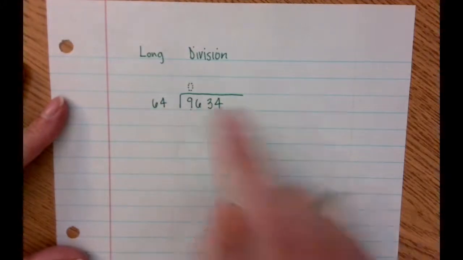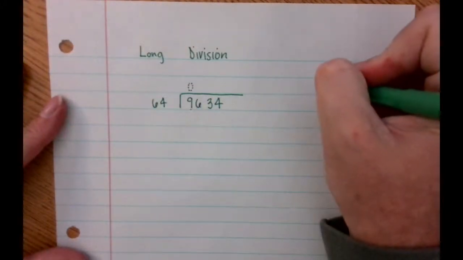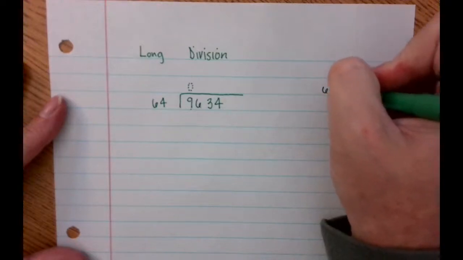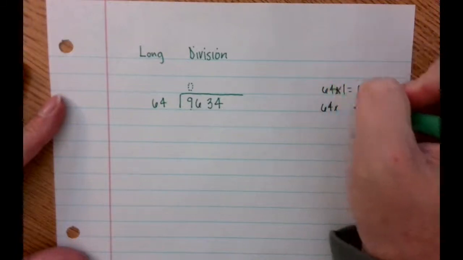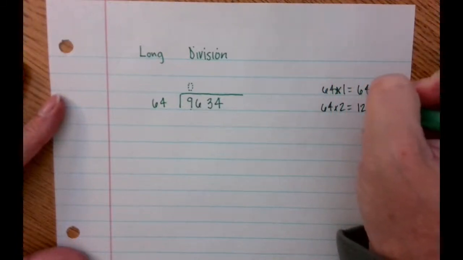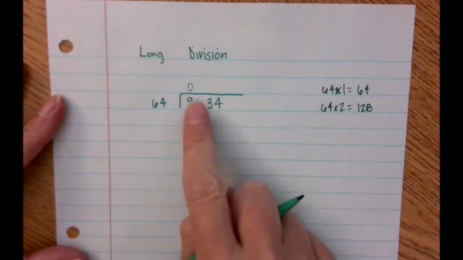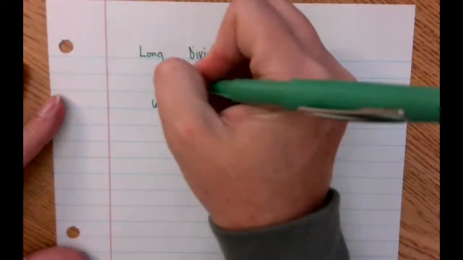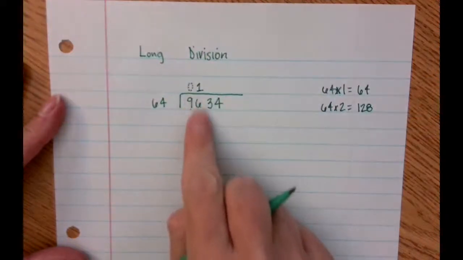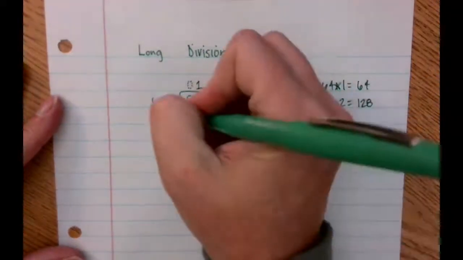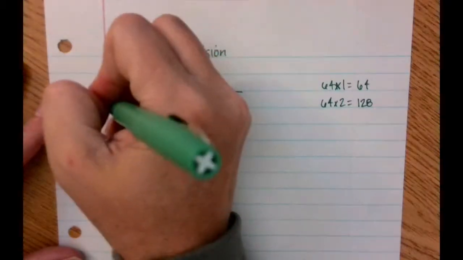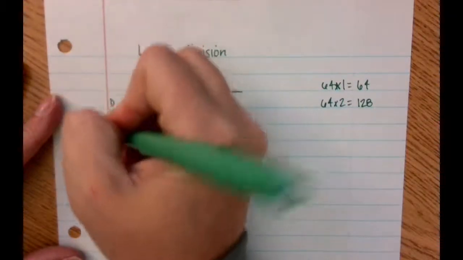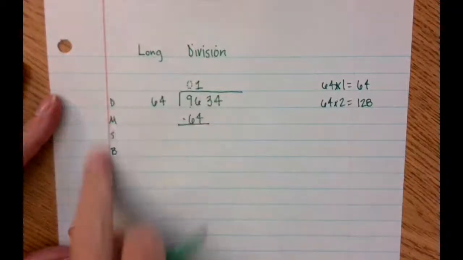64 will go into 96 because I know 64 times 1 is 64, but 64 times 2 is 128, which is greater than 96. So I'm going to put my 1 above the hundreds place. It will go above the 6. 1 times 64 is 64. And then I'm remembering my steps, and I remember that I will divide, multiply, subtract, bring down. I'm just listing that to the side.